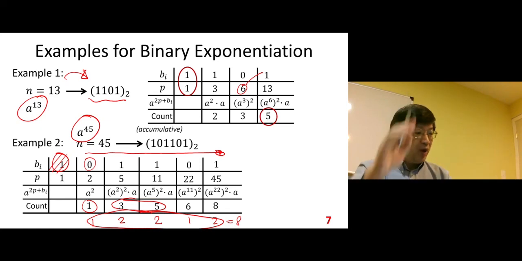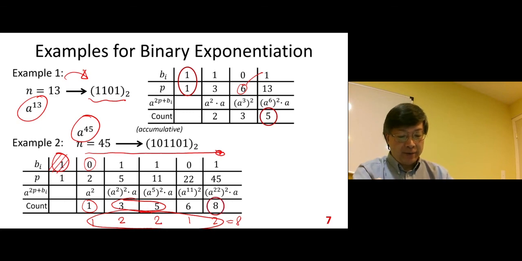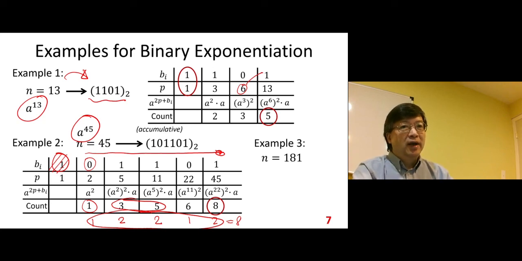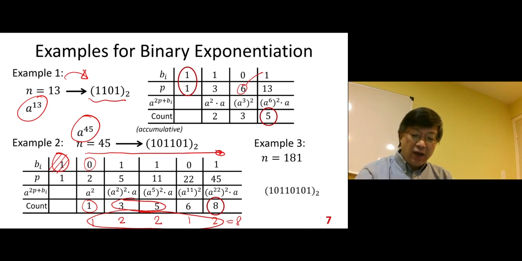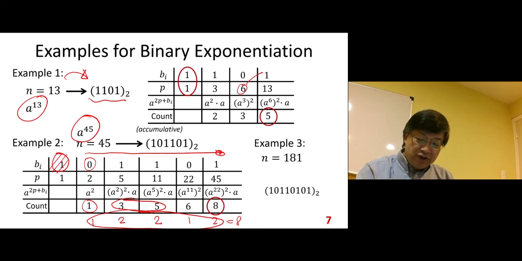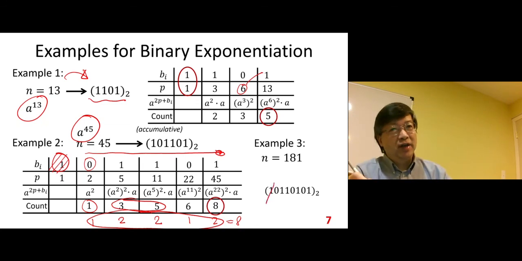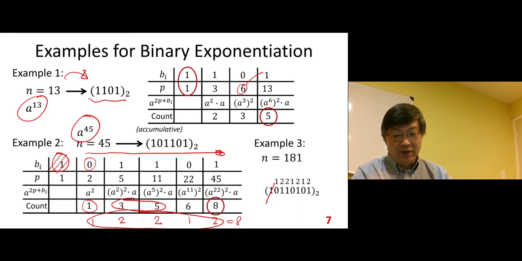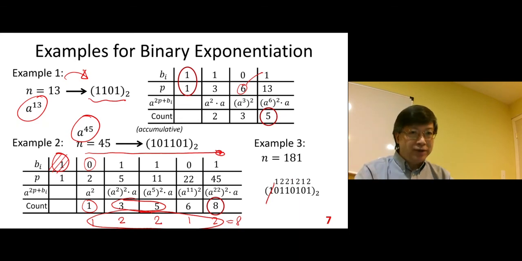Now, let me show you one example, very quick. All right. Example 3. N equals 181. Okay. First, let's write it in the binary expression, like that. Okay. After that, now let's apply our rule. The first bit, we do not count it. So let's cross it out. Then when we see 0, we put 1. We see 1, we put 2. Okay. So we do that for all the remaining bits.